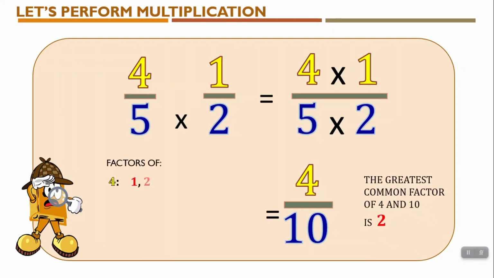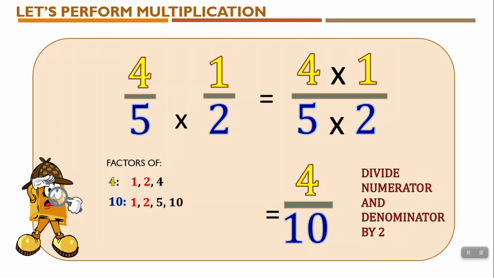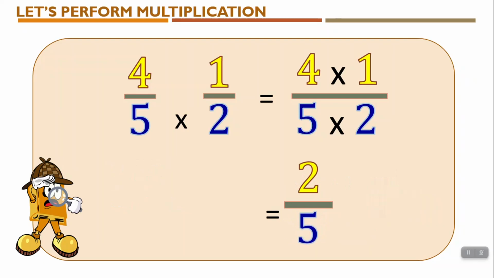The factors of 4 are 1, 2, and 4, because 1 times 4 is 4, and 2 times 2 is 4. The factors of 10 are 1, 2, 5, and 10, because 1 times 10 is 10, and 2 times 5 is 10, and so 1, 2, 5, and 10 are factors of 10. The common factors in red of 4 and 10 are 1 and 2, and the greatest common factor is 2. So we divide numerator and denominator by 2. 4 divided by 2 is 2. 10 divided by 2 is 5. And our answer in lowest terms is 2 over 5. And now you've solved the mystery of how to multiply two fractions.